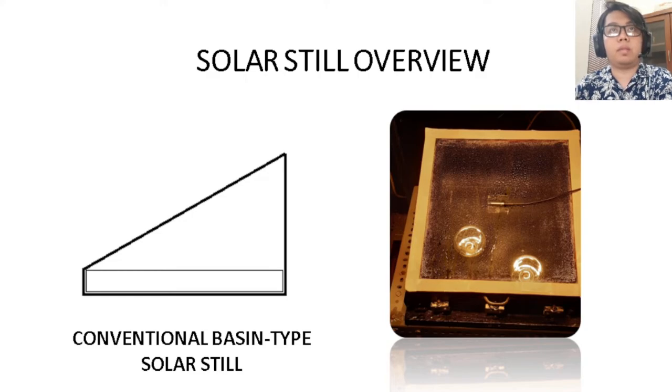Next, I will explain an overview of the solar still and how it works. On the left side is a picture of a side cross-section of the conventional basin-type solar still. Water is filled at the absorber, which is located at the bottom, which is then heated and an evaporation process will occur, turning water into steam. The glass at the top has a lower temperature compared to the inside, which then condenses the steam into water droplets. The water droplets then flow to the bottom end of the slanted glass, resulting in distilled water.